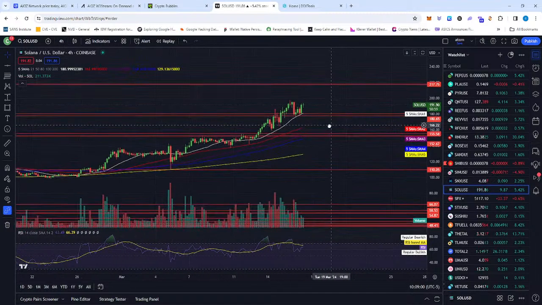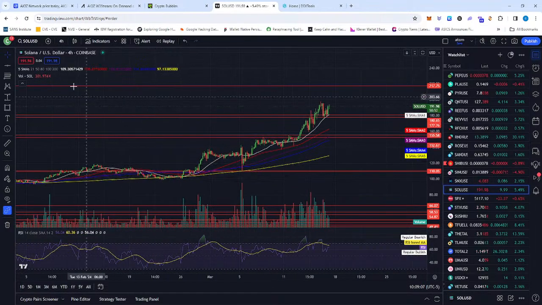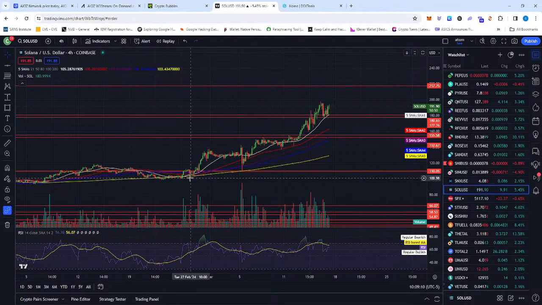So I'm going to look right here. As you can see, every time Solana touches the 21 daily, it runs back up. As you can see, golden cross, more proof. Golden cross right here on February the 27th. They had the golden cross, and now look.